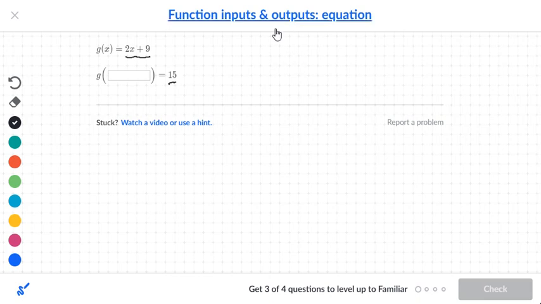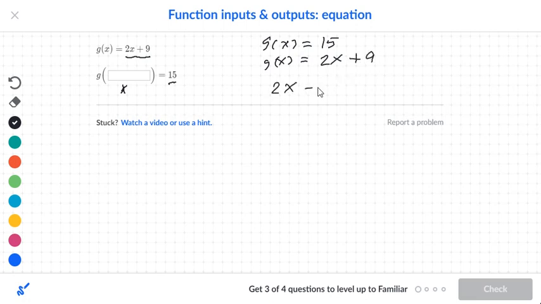Because in a way, you can think of this as a g of x here. So you can almost think of this as g of x is equal to 15, and then the other g of x is equal to 2x plus 9. So therefore we can take these two parts, set them equal to each other to solve this down.